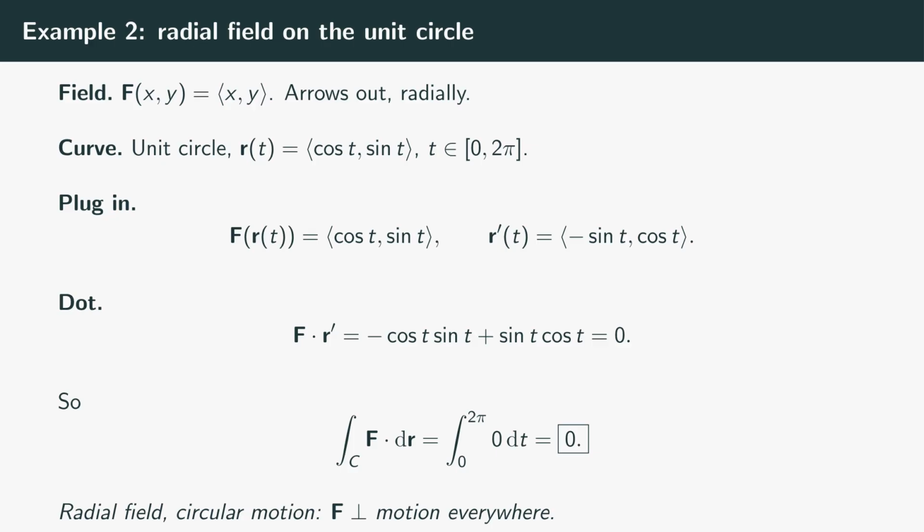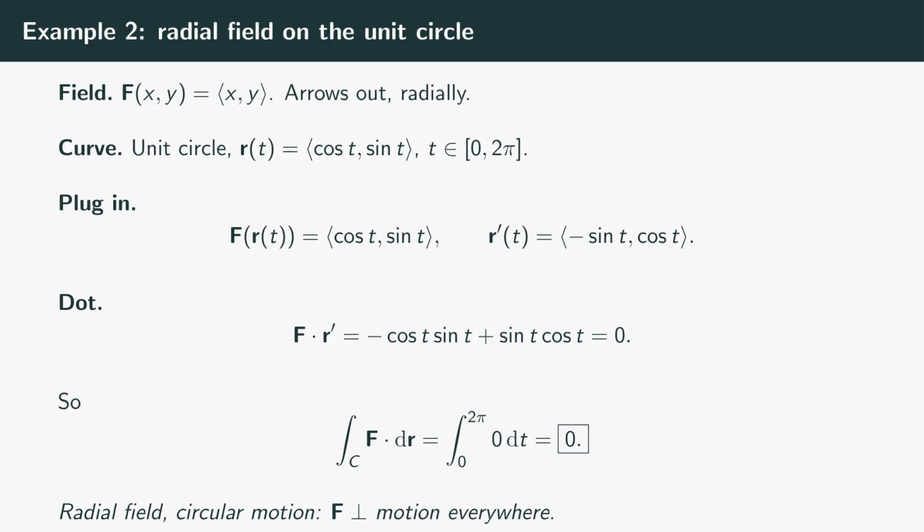Compute the tangent, r prime of t equals the vector (negative sine t, cosine t). Now the dot product, cosine t times negative sine t plus sine t times cosine t equals negative sine t cosine t plus sine t cosine t equals 0, identically 0 for every t. So the integral is 0. Geometrically, at every point on the circle, the radial field points outward while the motion is tangent, perpendicular to outward. Push perpendicular to motion, do no work. The particle goes all the way around the circle and the field has done exactly nothing.